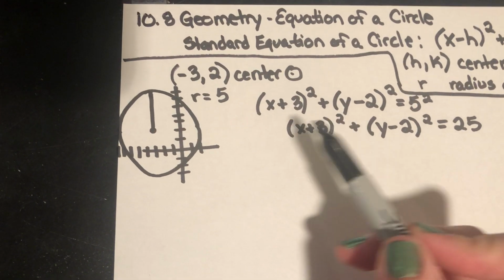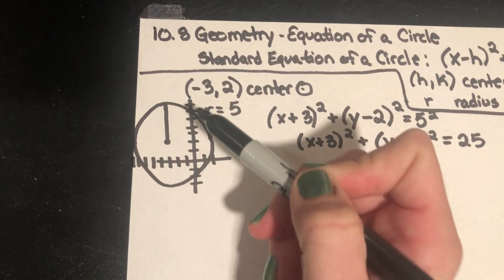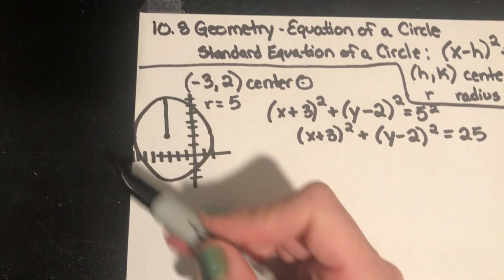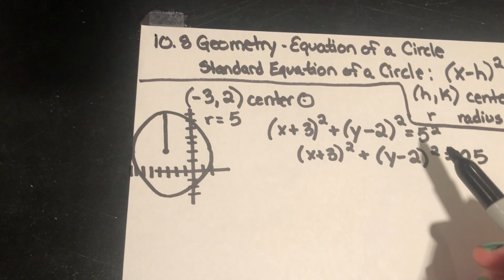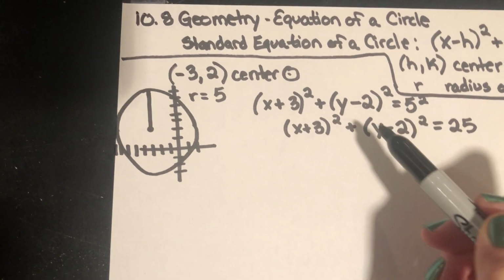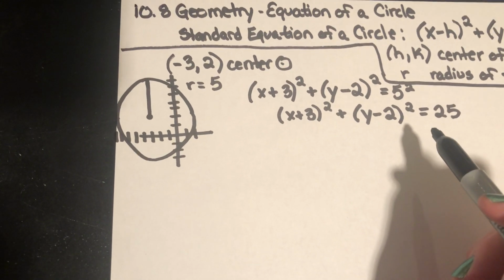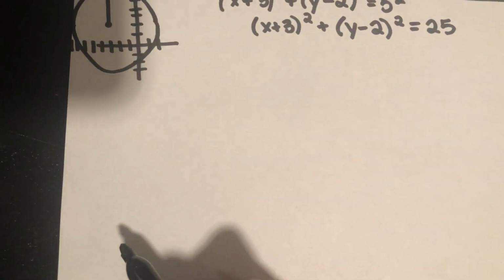We know that every xy point on this circle would satisfy this equation. I'd be able to check any point and it would equal 25. So let's see how this all works out in another problem.